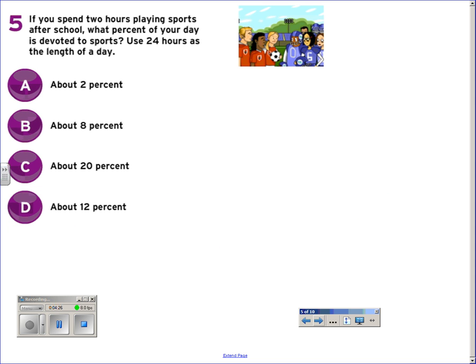All right, number 5, word problem. Word problems always throw everybody off because you have to read them to find out what you have to do. If you spend 2 hours playing sports after school, hang on just a second.